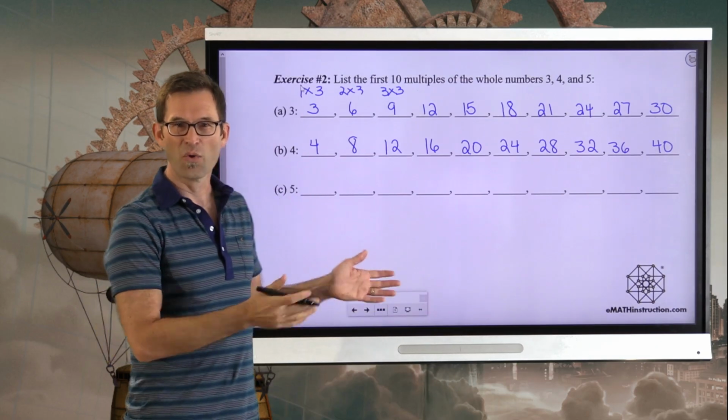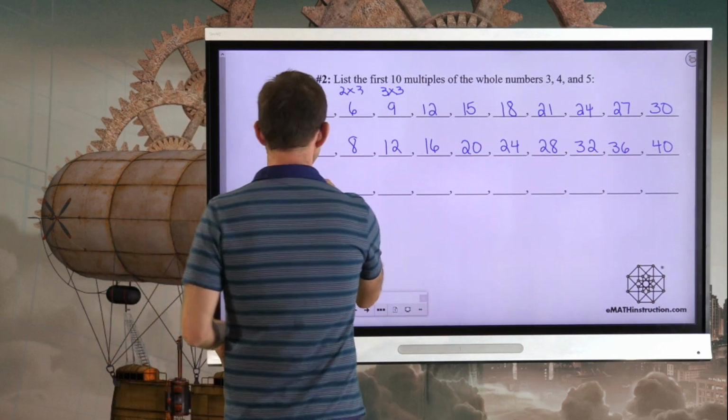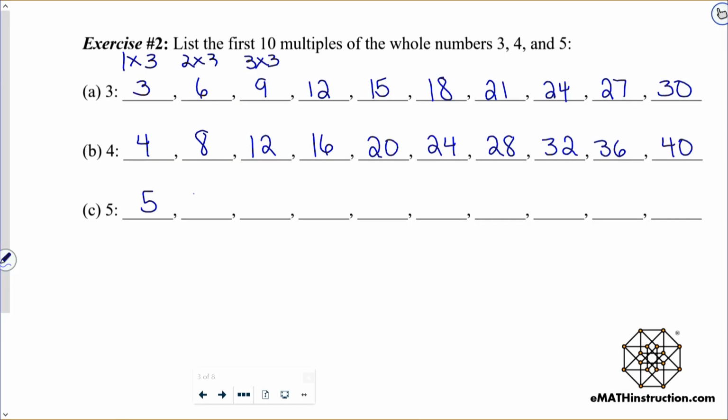All right, let's go through the 5's. 1 times 5, 5. 2 times 5, 10, 15, these are easy, right? 20, 25, 30, 35, 40, 45, and 50.